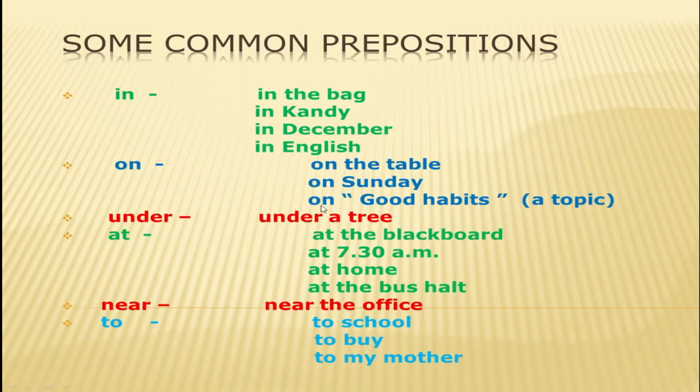Then look at the last one. On good habits. This is a topic of something. Maybe a speech. We can say, I'm going to speak on good habits. This is the topic. So with that we use on. Okay. Then the next word is under.